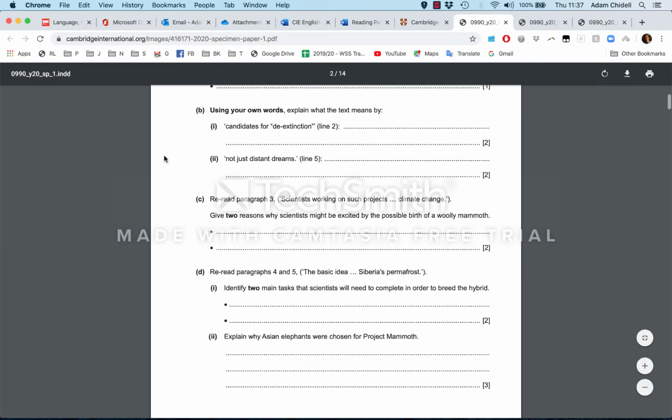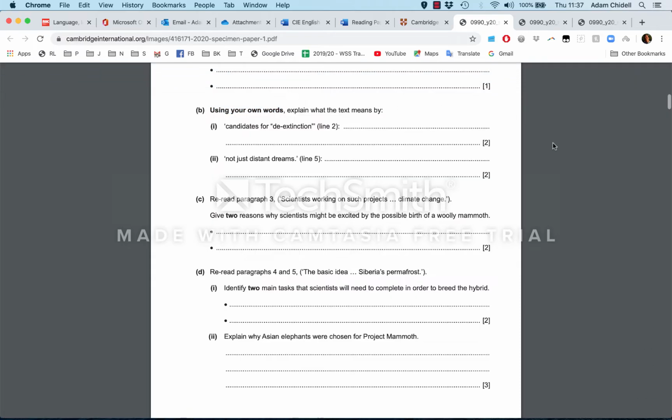Explain. Now explain means you have to use your own words, and CIE make this abundantly clear by saying in nice bold letters, use your own words. Okay, so you know what you're dealing with here. Now, how do we actually approach this question? Well, you'll notice that there are 2 marks available for each part, and there's a reason for that. It's because it requires a little bit of thought and you have to give the full answer.